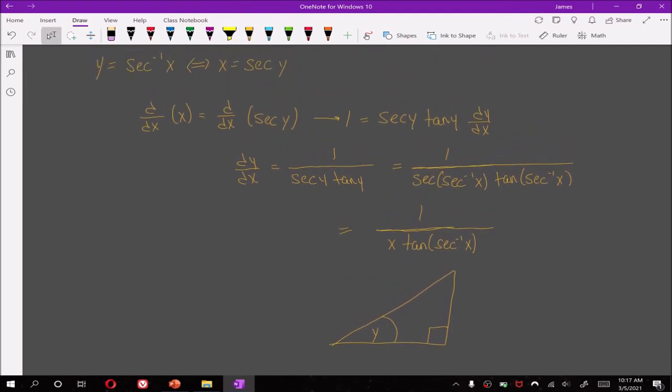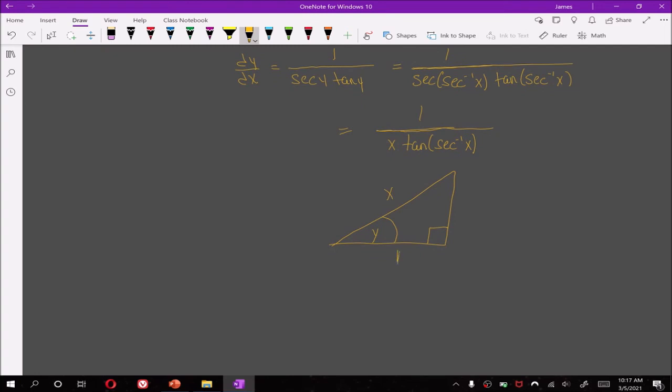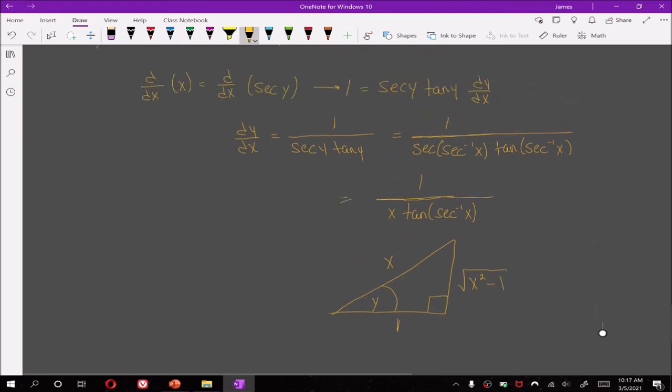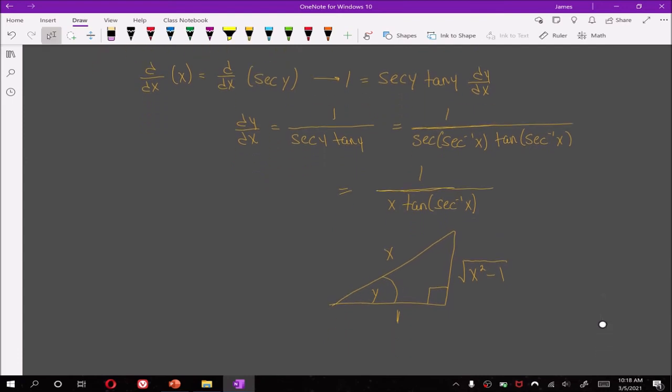So secant of y, right? Secant is 1 over cosine. Since cosine was adjacent over hypotenuse, secant is hypotenuse over adjacent. So this will be x here. This will be 1. The missing side will then be the square root of x squared minus 1. Also, the range of the inverse secant is 0 to pi, excluding pi over 2.